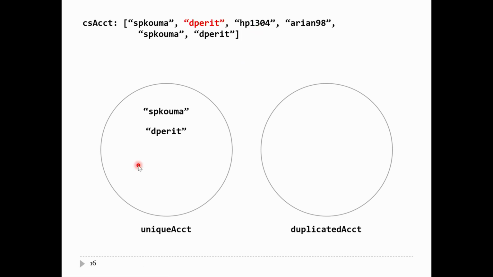This account name is not in here, so it goes into here. Same with this one. Now we get to SP Kuma again, and they're already here. So when we try to add it to this set, add returns false, and so we add it into duplicate accounts instead. Similarly, when we get to D parrot the second time, it's already in unique accounts, so add returns false when we try to add it to this set. After it returns false, we can go ahead and add it to duplicated accounts here. Now you end up with the set of unique account names and the set of duplicated account names over here.